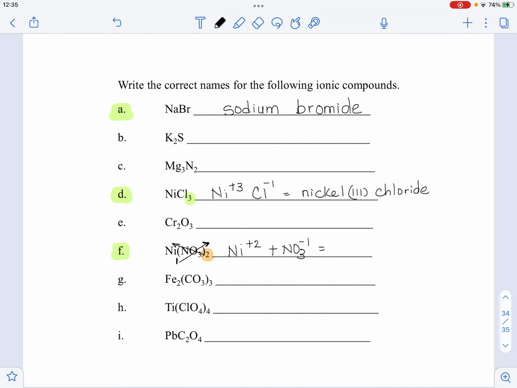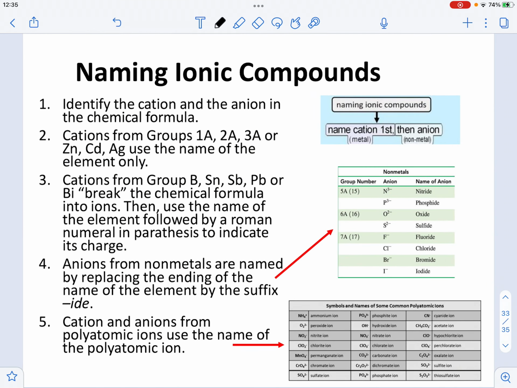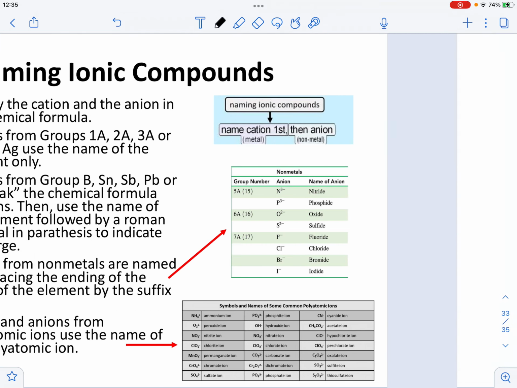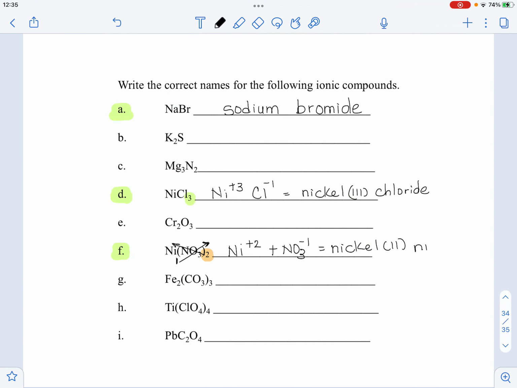So in example F, nickel has variable charge, so rule number 3 tells me that I need to write the name of the element, and then in parentheses, the Roman numeral. Then for rule number 5, in this case, we have a polyatomic anion because it's negatively charged. We're just going to use the name of the ion, which is nitrate. So the name of this compound is nickel(II) nitrate.